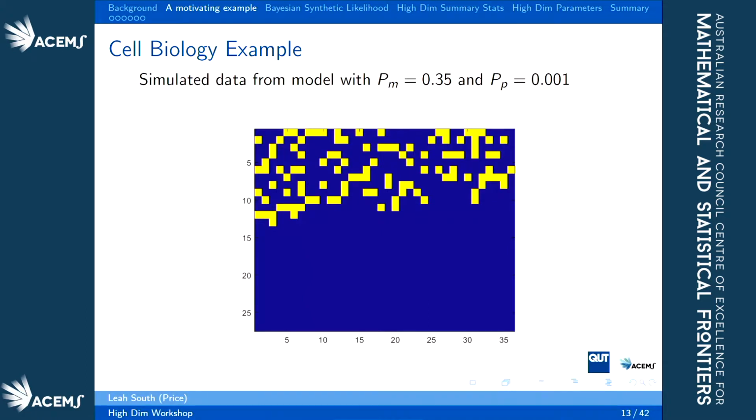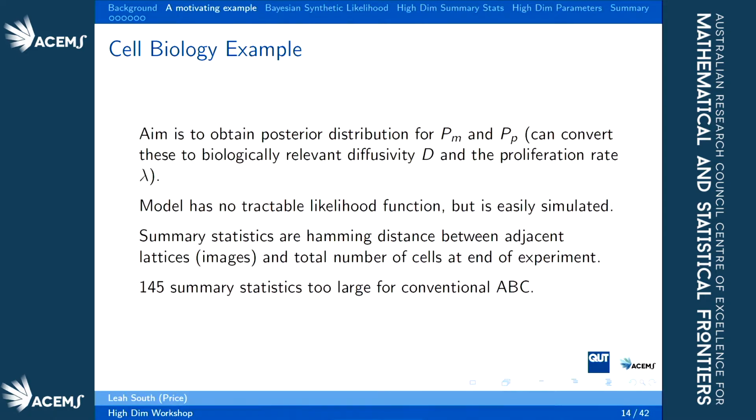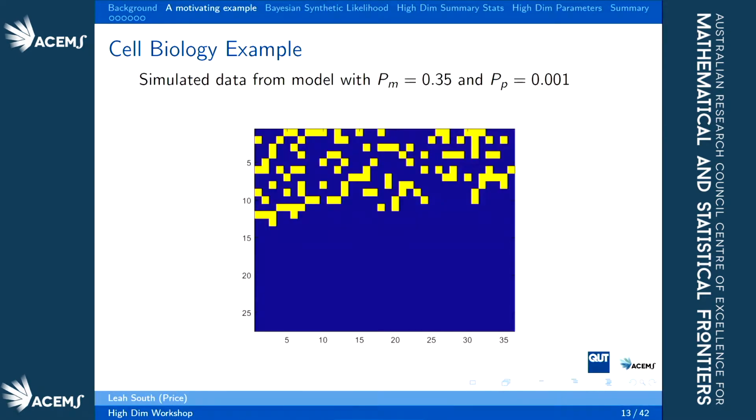So it looks like actually this isn't working. This is meant to be, at the beginning, at the bottom part where it's blue is where the scratch has been made. So ideally, if this was running, it would be showing that those cells at the top will be moving down and closing up that scratch, and that's kind of what our images look like. And this is simulated data. I'll be using this simulated data for all the examples. The probability of movement is 0.35, and proliferation is 0.001.